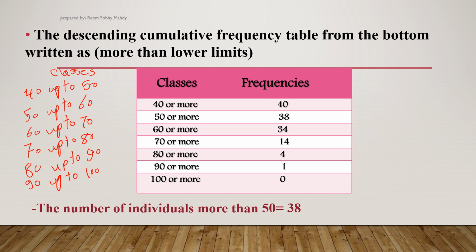In the descending cumulative frequency table, we make our classes from the lower limits of the classes, and we write 40 or more, or more than the lower limit of the classes. So 40 or more, 50 or more, 60 or more, and so on. Then the frequency for the first class, 40 or more, means all the data, so the frequency for the first class is the total frequencies.